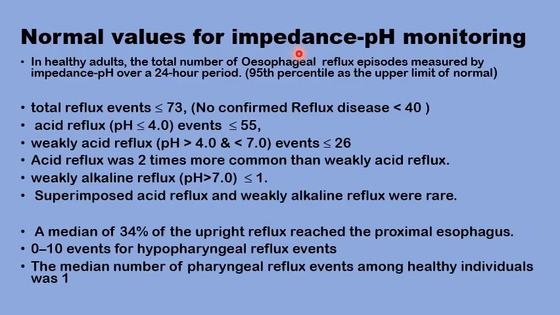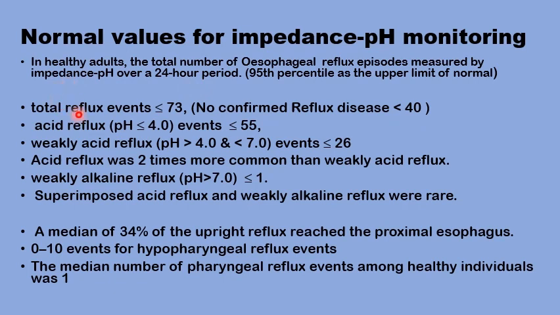Normal values for impedance-pH monitoring were estimated from traces of healthy adults in 24 hours monitoring, taking the 95th percentile as the upper limit of normality. These suggest that a healthy individual would have less than 73 total reflux events in 24 hours. This is the upper limit of normality. On the other hand, if this individual has less than 40 episodes of reflux in a day, then you cannot confirm that he has a reflux disease. Anything between 40 and 70 would be sort of borderline.